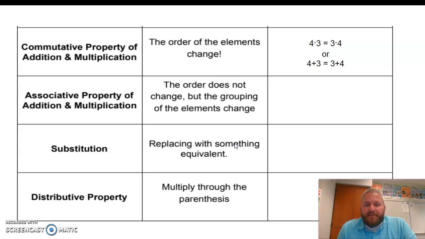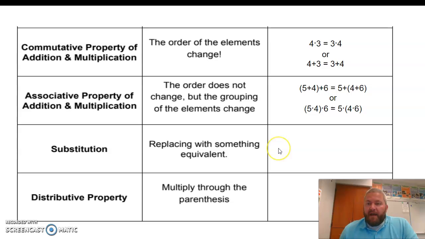So the nice thing about the commutative property is no matter what order you do them, the answers are not going to change. The one thing we need to be aware of is that it does not work for subtraction or division. All right, this is only properties for adding and multiplying. The same thing is going to be true for the associative property of addition and multiplication. The order does not change, but the grouping of the elements will change.